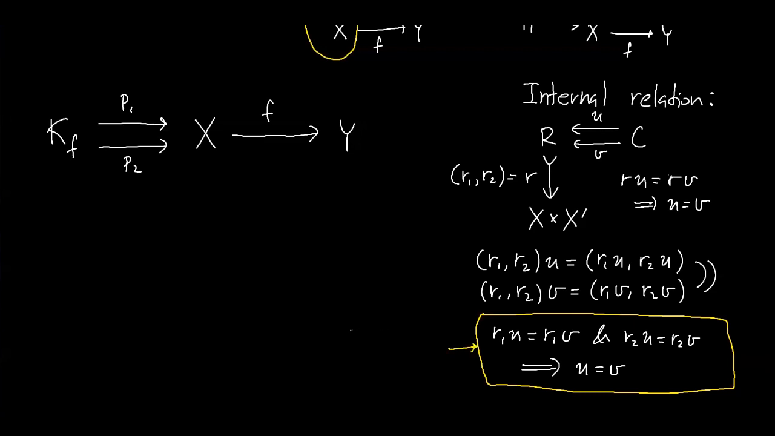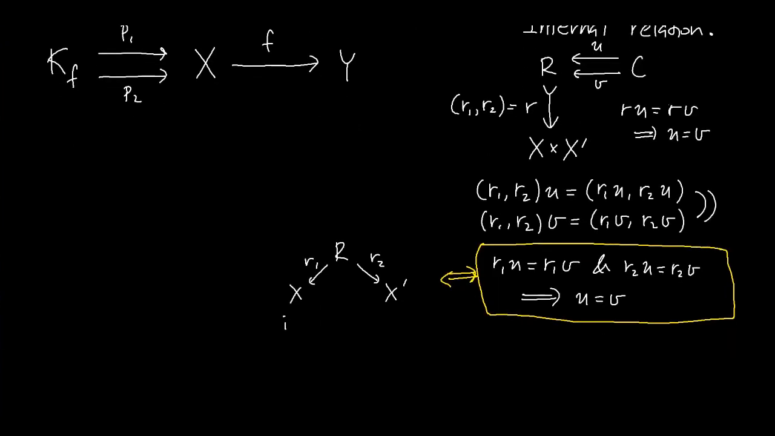So this is the definition for an internal relation. So when this holds, we say that this diagram given by R1 and R2 is an internal relation in a category.